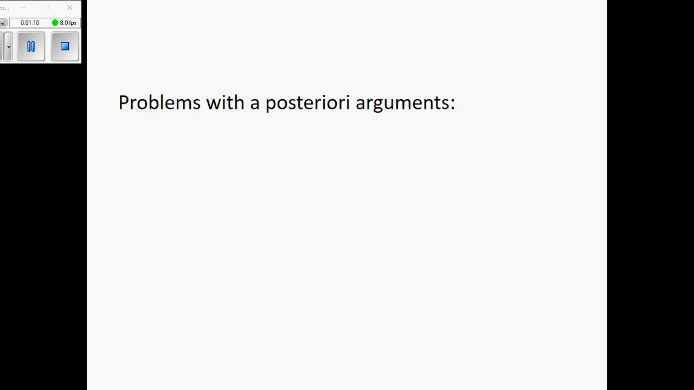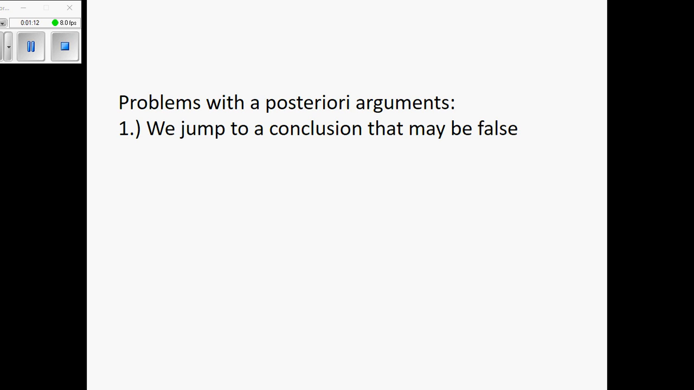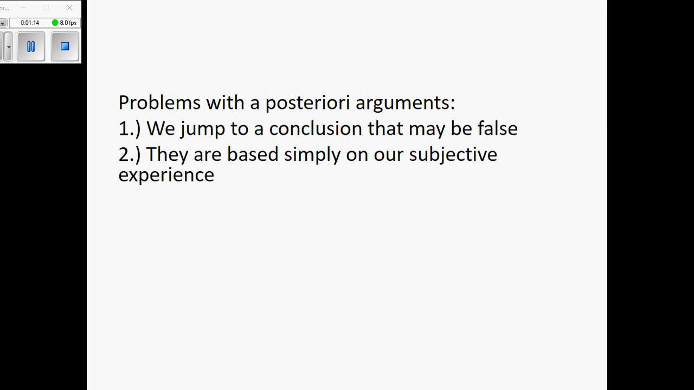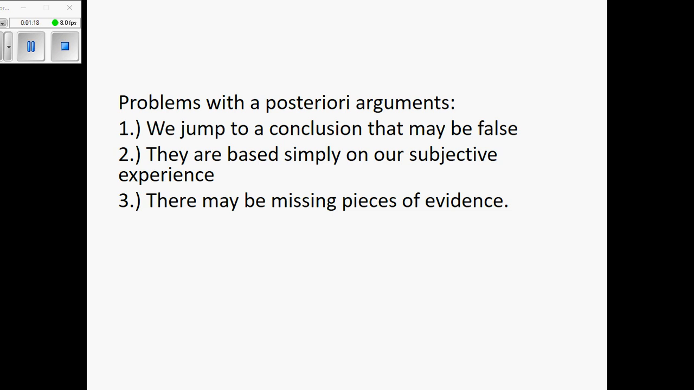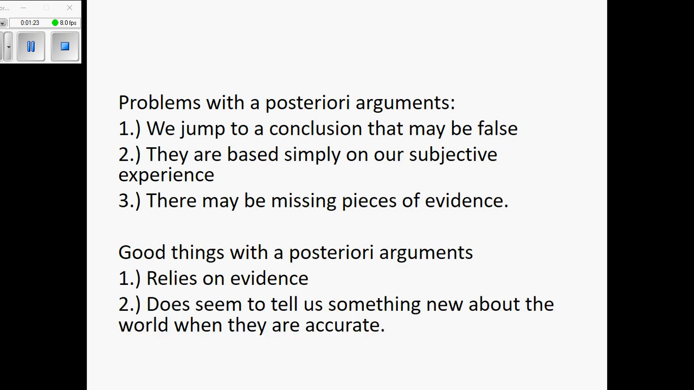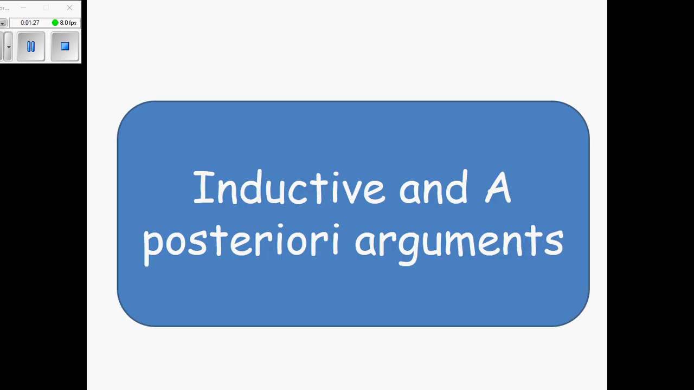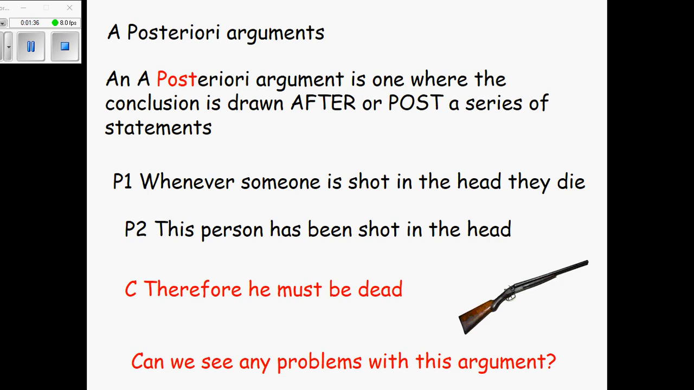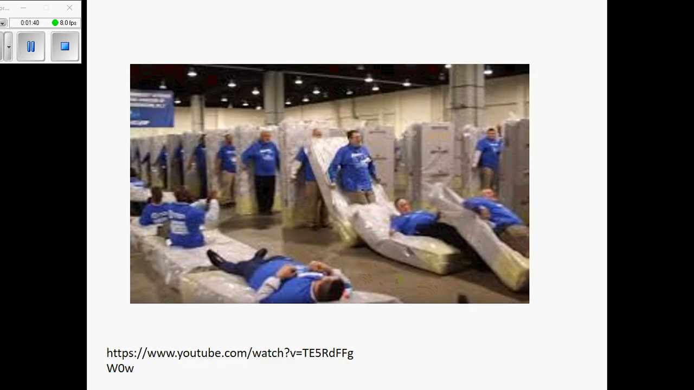Problems, we said this last week, with a posteriori arguments. We jump to a conclusion that may be false, that based simply on subjective experience, may be missing pieces of evidence. It relies on evidence and seems to be telling us something new about the world. So the first thing to say is that the cosmological argument is another form of inductive a posteriori argument. We said last time there are some issues with this.